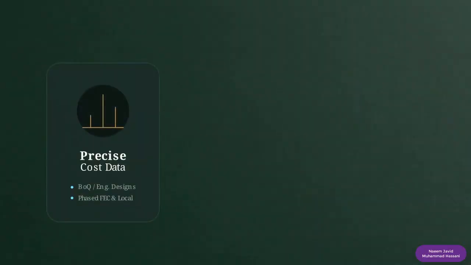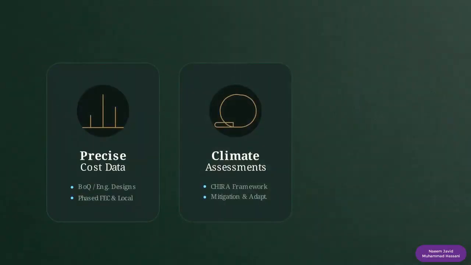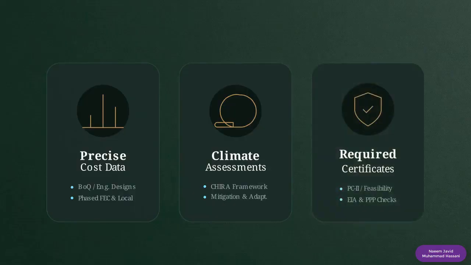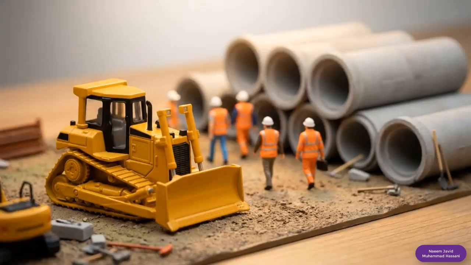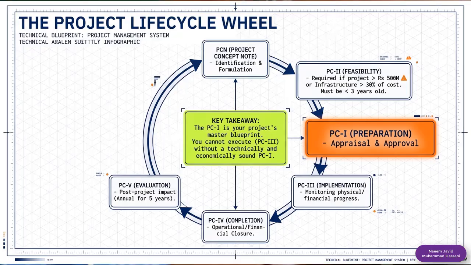By utilizing precise cost data, conducting climate risk assessments, and attaching all required certificates, your PCI is ready for appraisal by the Central Development Working Party, or ECNEC. After approval, the project enters the implementation phase. In our next video, we will cover drafting the PC3 for project monitoring and control. Mastering the PCI is the administrative lever required to secure and manage the millions of dollars allocated for public sector development.